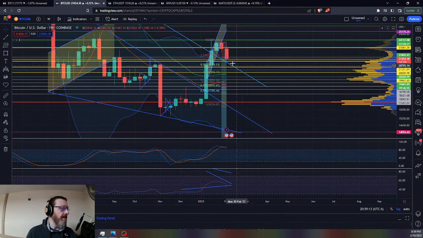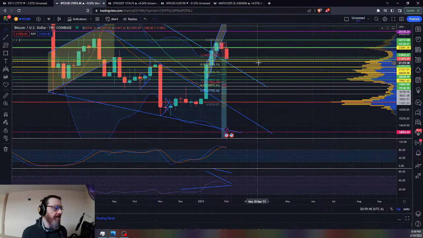Yeah, I would just like to see retesting of this line, which we haven't quite done yet, which makes me think we're going to come back up, test this area, make that resistance, and then finally come back down, potentially around this 200 daily or the middle Bollinger Band as that curves up on this time frame. That's what I'd like to see.